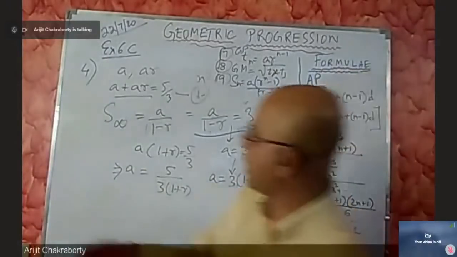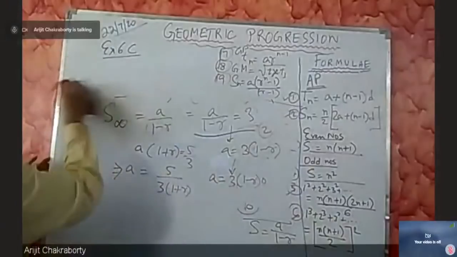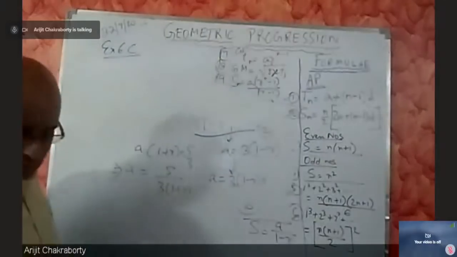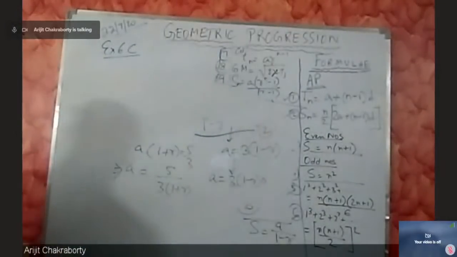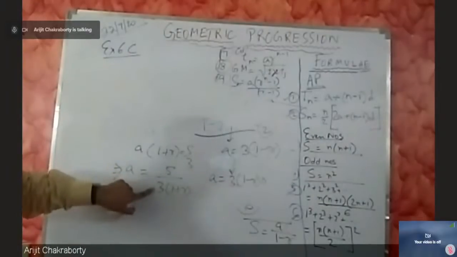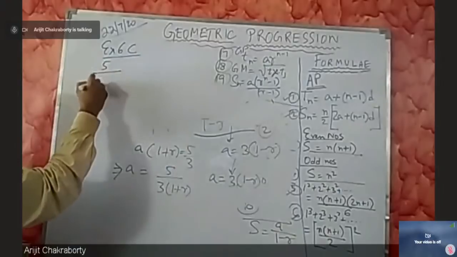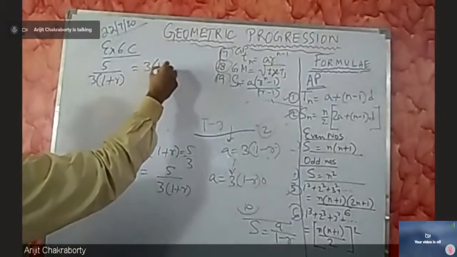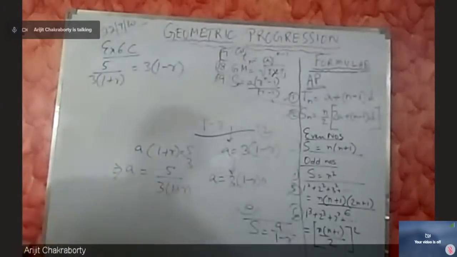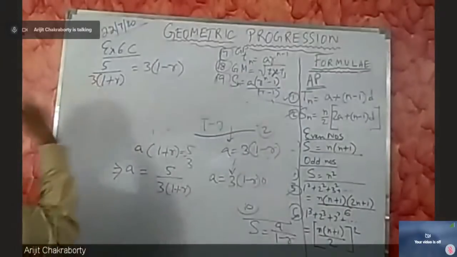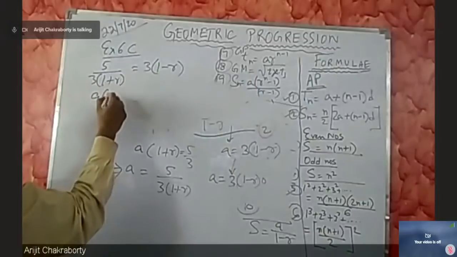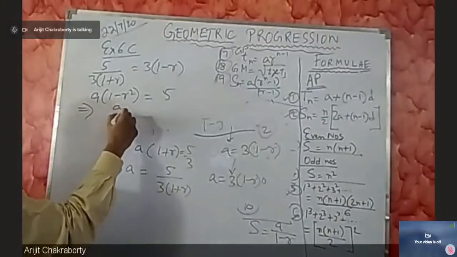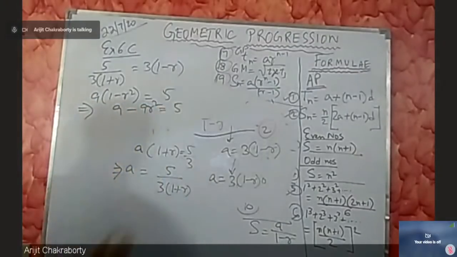I'll just rub the upper part here because this part is done, and solve it here. We have got A equal to 5 by 3 into 1 plus R, and this is equal to 3 into 1 minus R. By cross multiplying, you are getting 3 threes are 9 into 1 minus R squared, this is equal to 5. Which means, if you expand, 9 minus 9R squared equal to 5.